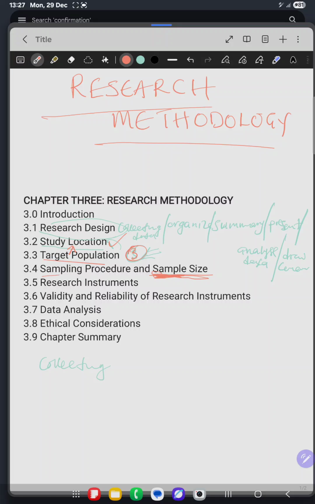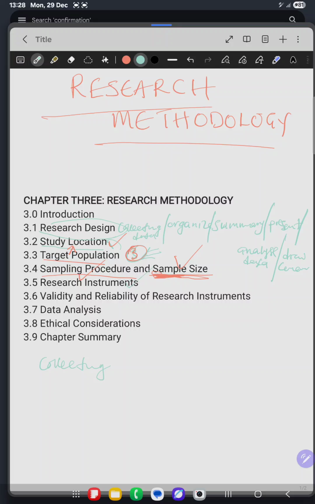Then we now come to sampling procedure. What is this sampling procedure? When we talk about sampling procedure, we are simply talking about the procedure or process that you are going to use to collect this sample. So the process of obtaining a sample is what we call the sampling procedure. How are you going to collect this sample? That process that you use to collect a sample is what we call the sampling procedure. All right. From there, we are going to look at what we call the research instruments.